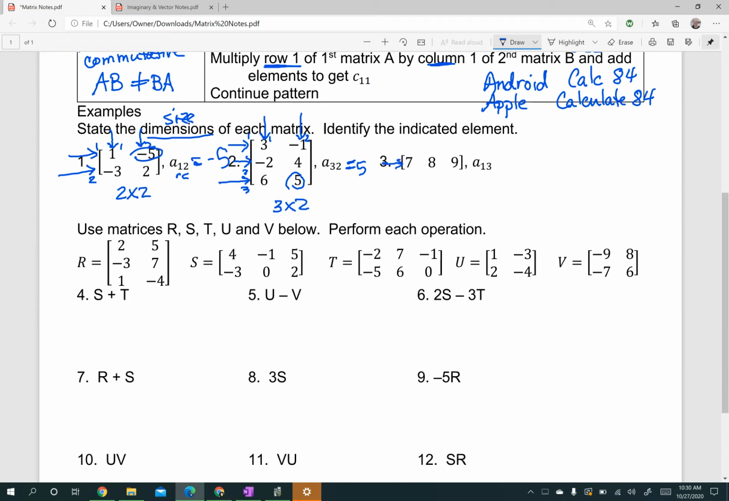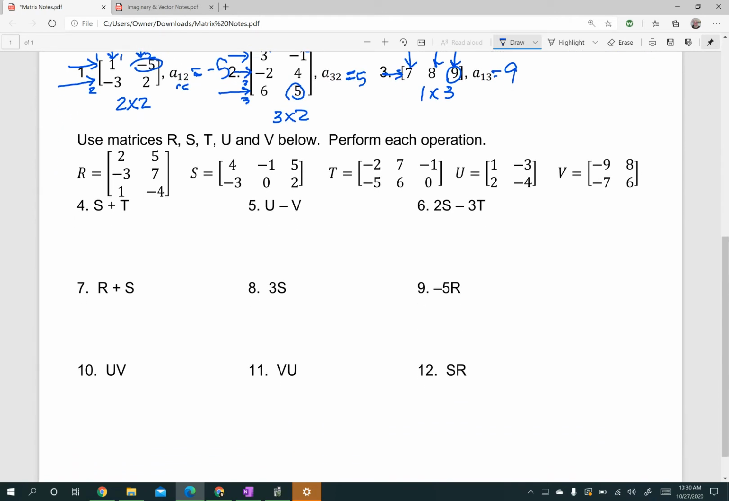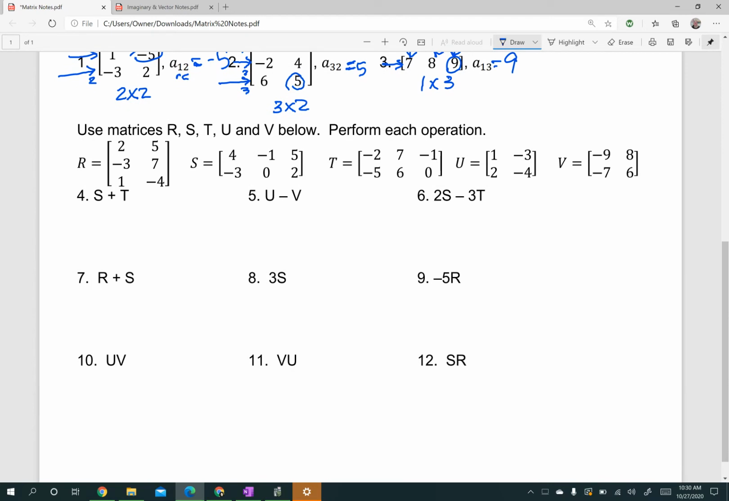This only has 1 row and it has 3 columns. So this is a 1 by 3 and the element in 1,3 is 9. Okay. Now I'm going to do a couple of these by hand just so you can see how to do it by hand. I don't necessarily want you to do them by hand. I want you to do them in your calculator, okay?